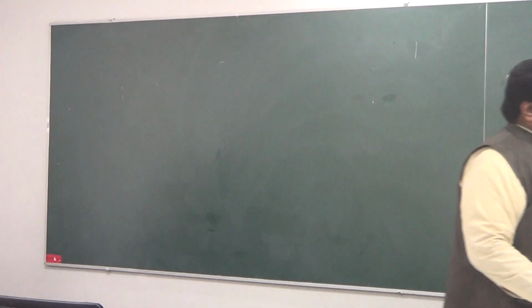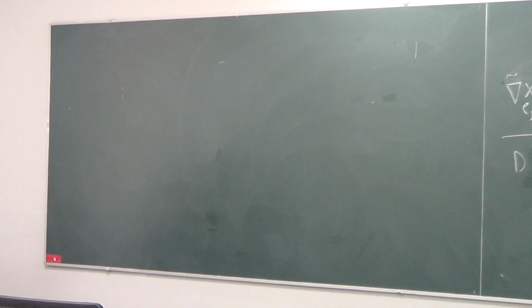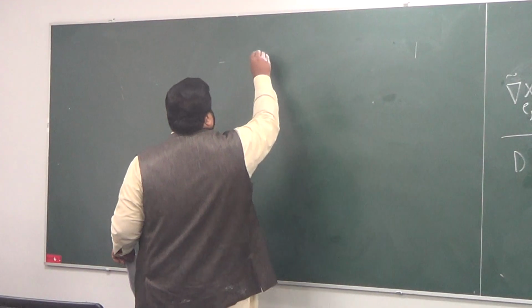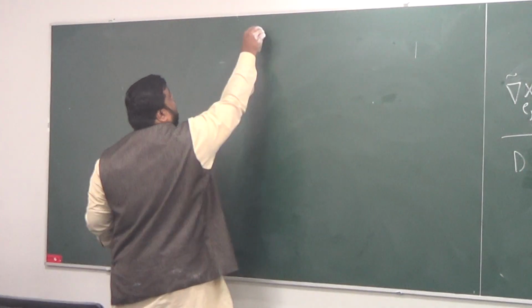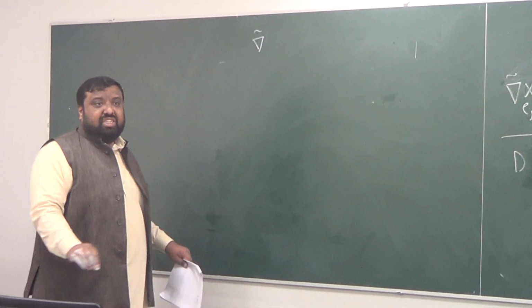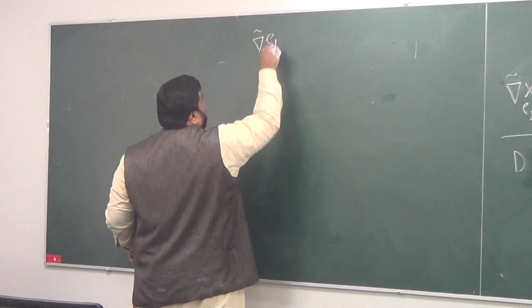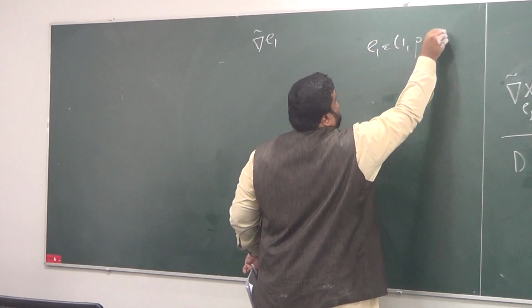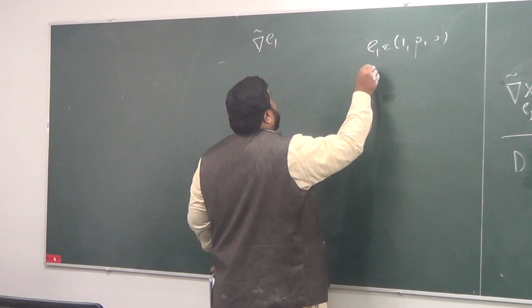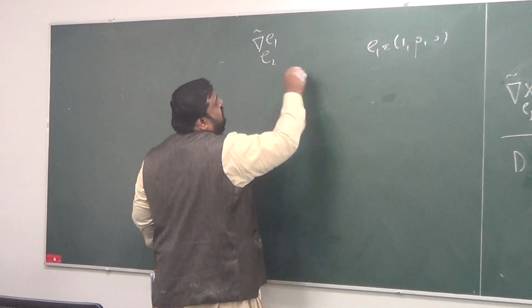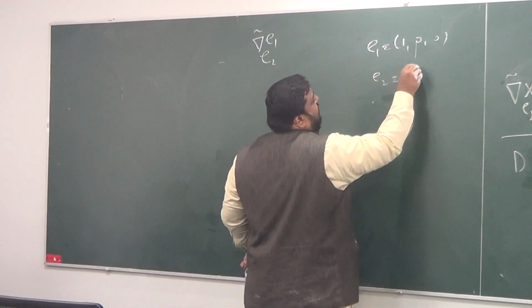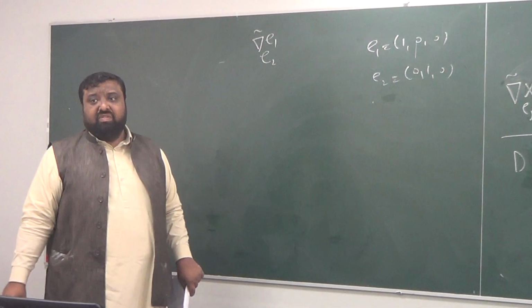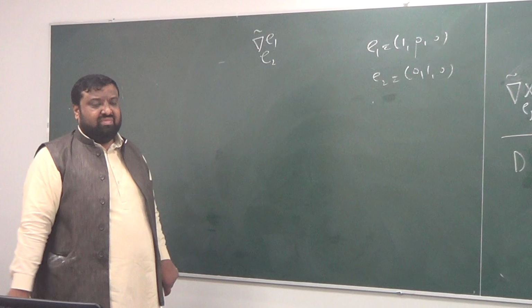So what do you need to do in order to do that? How can I compute this? For example, if I am computing the directional derivative of E1, where E1 is (1, 0, 0), with respect to E2, where E2 is (0, 1, 0), what would be this quantity, if I want to compute it by definition?